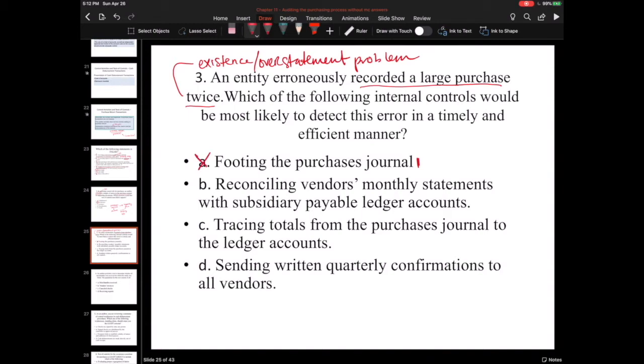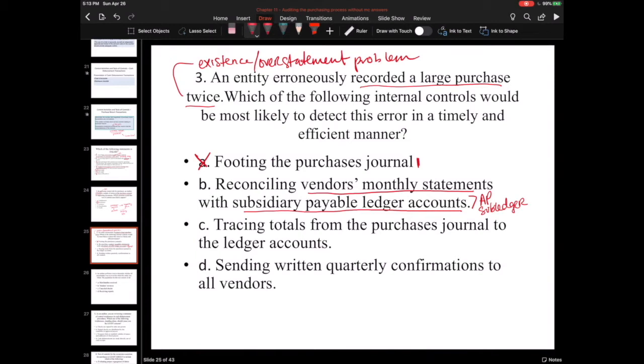All right, B is reconciling vendors' monthly statements with subsidiary payable ledger accounts. So this sounds like the AP subledger. And basically I'm comparing how much I think I owe them in the AP subledger to how much the vendor says I owe them in their monthly statement. So this sounds like it could work.